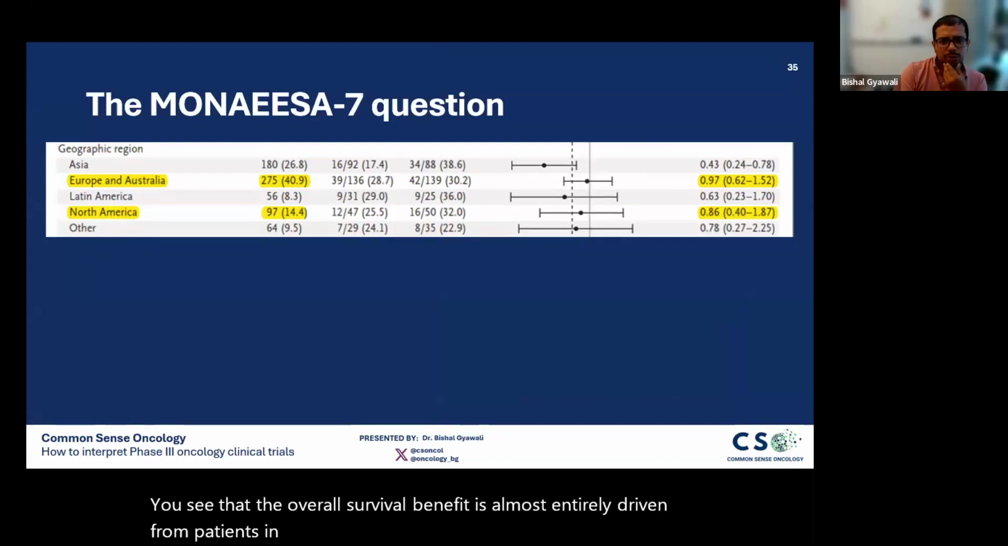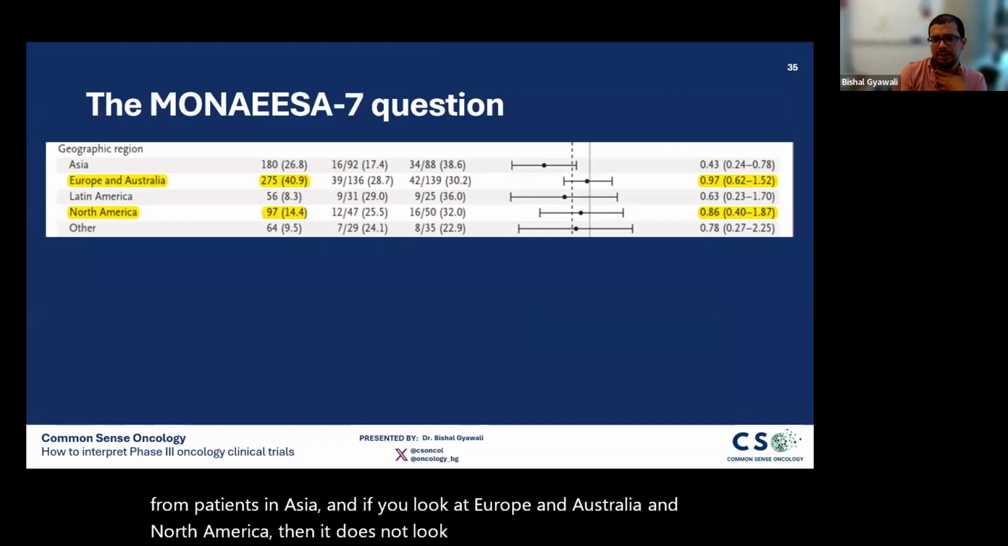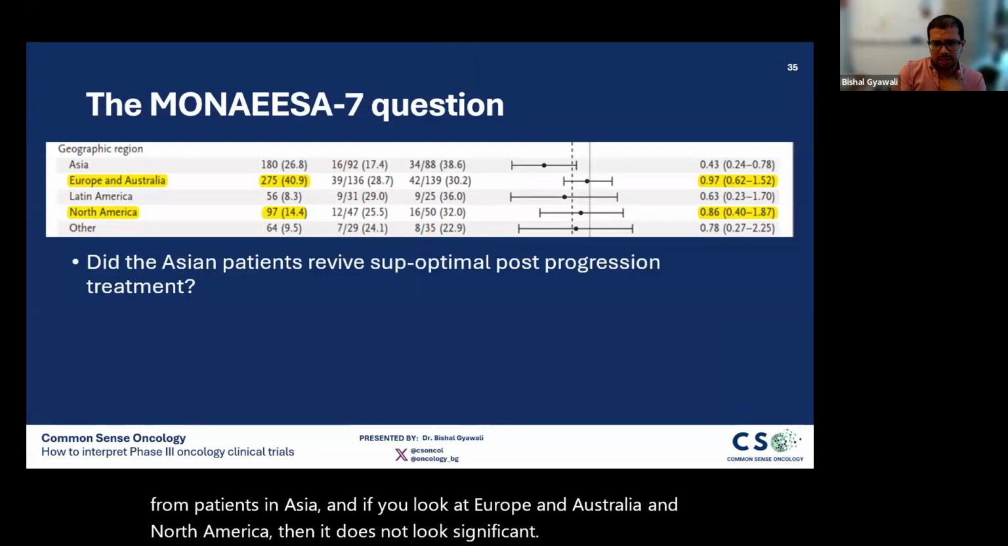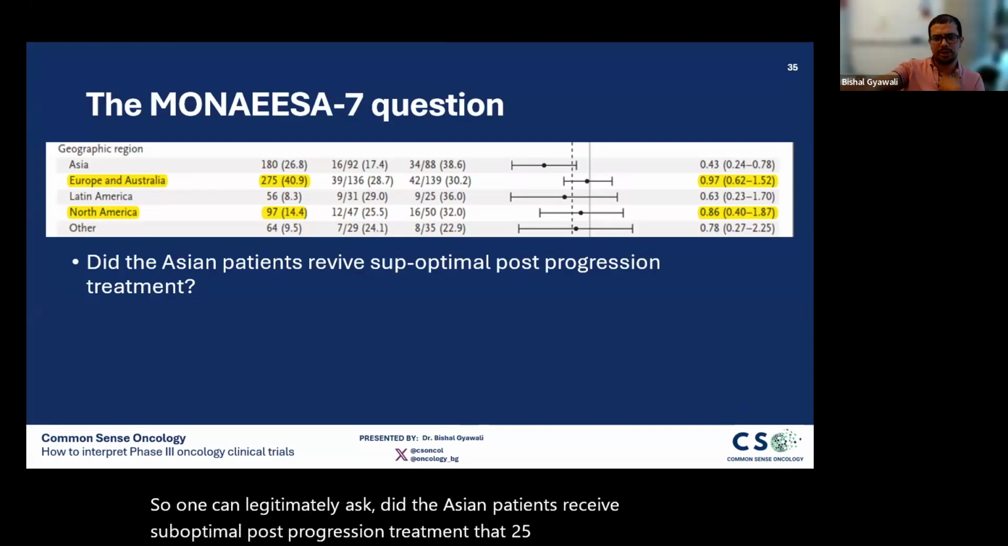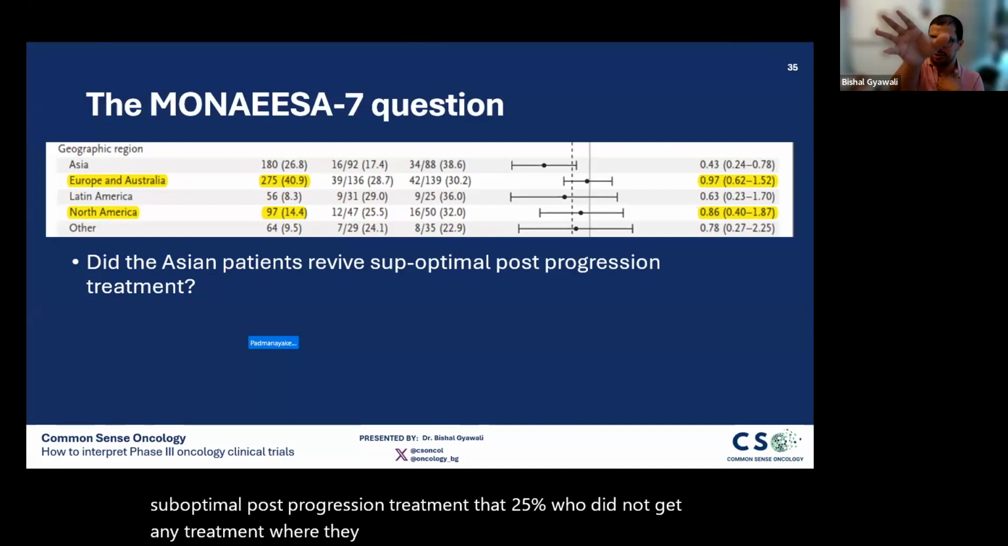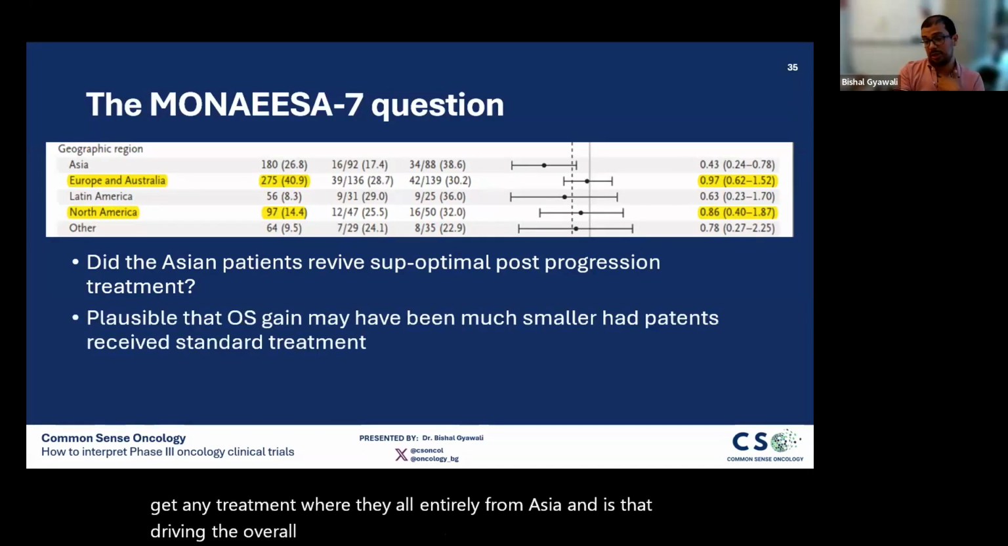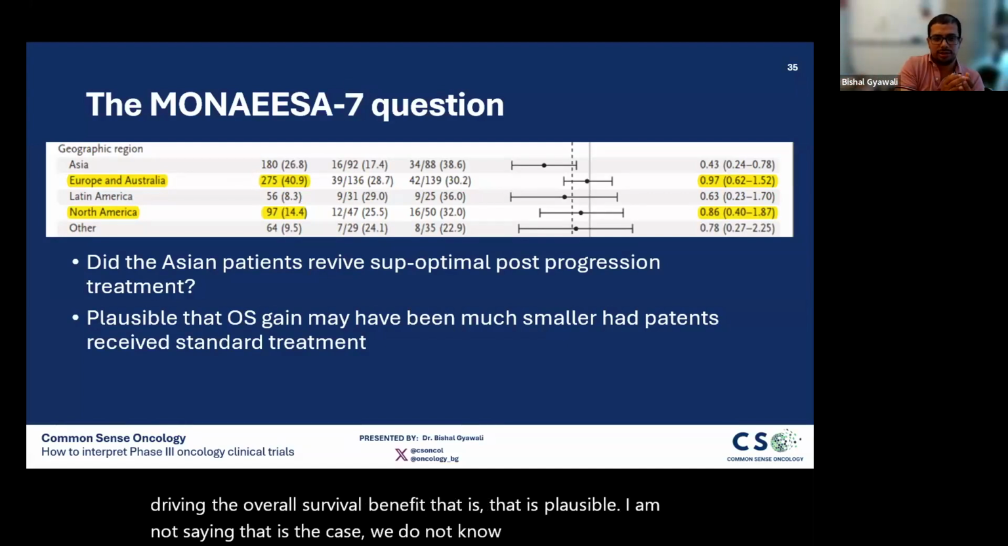And if you look at Europe and Australia and North America, then it does not look significant. So one can legitimately ask, did the Asian patients receive suboptimal post-progression treatment? That 25% who did not get any treatment, were they all entirely from Asia? And is that driving the overall survival benefit? That is plausible. I'm not saying that's the case. We don't know unless we can see all the data.